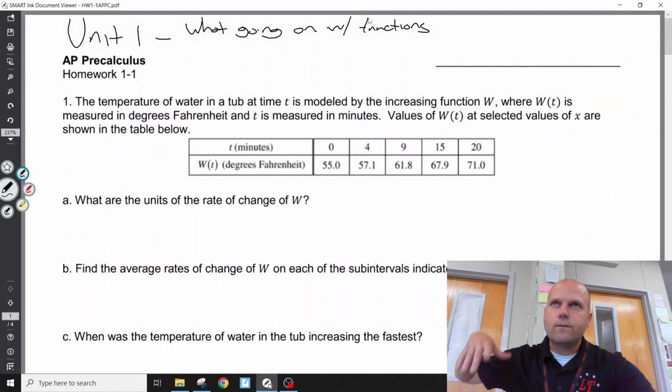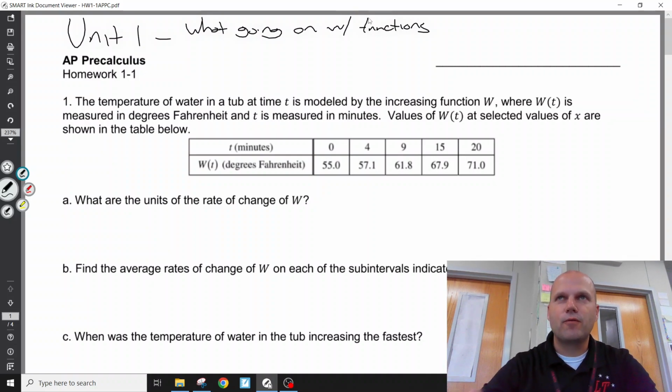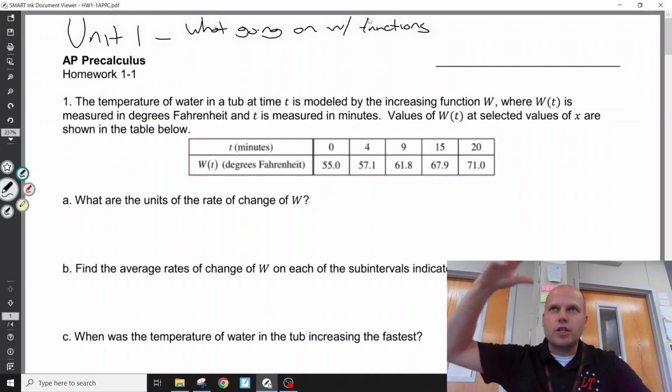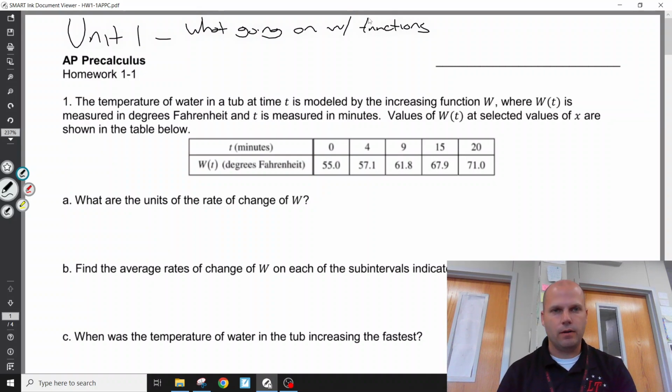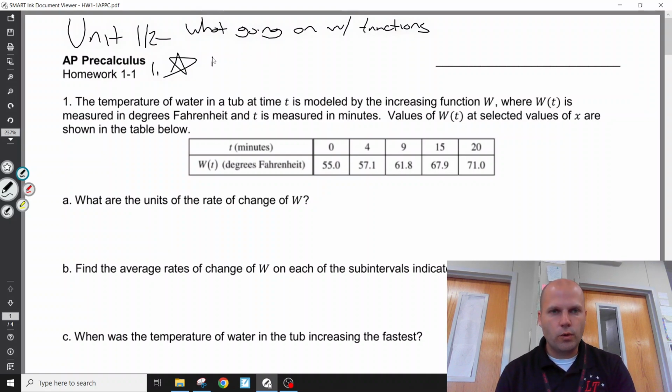Unit 1 focuses more on how my functions are changing. How is it going up? Is it going down? How quickly is my function going up and going down? So that's what this unit is about. Unit 1 and 2 is what's going on with functions, specific types of functions. In Unit 1, we are going to focus on how my functions are changing.